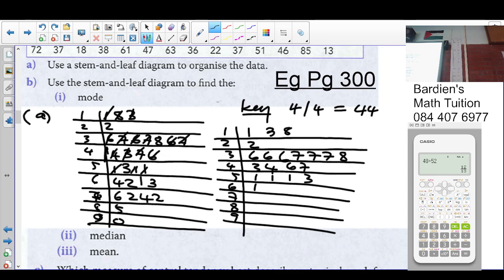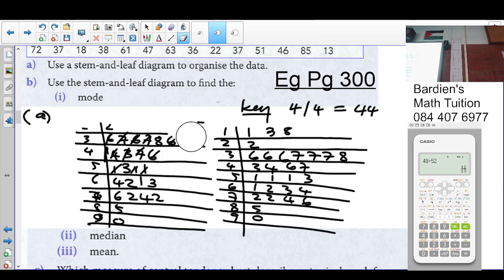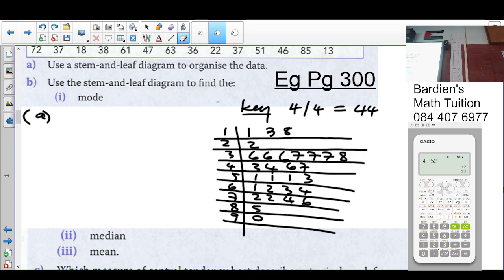It's 1, 2, 3, 4, double 2, 4, 6, a 5, and a 0. Okay, you all okay with that? And since there are 29 numbers, I just check.